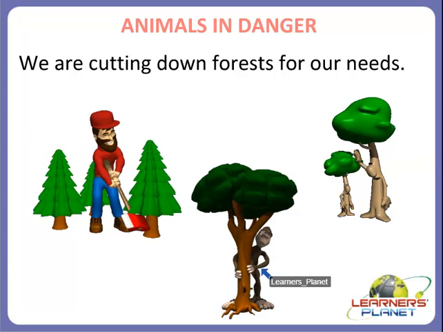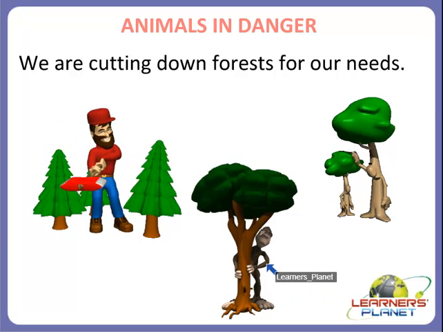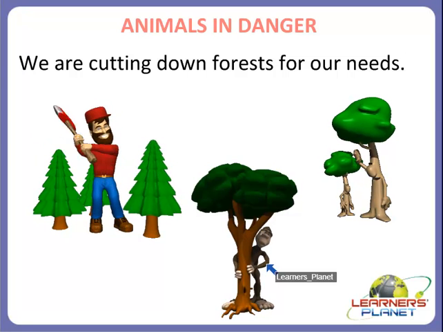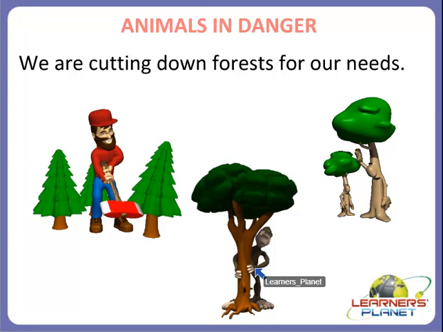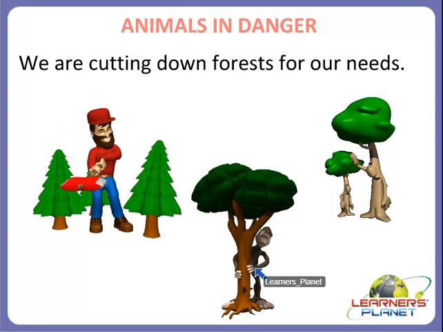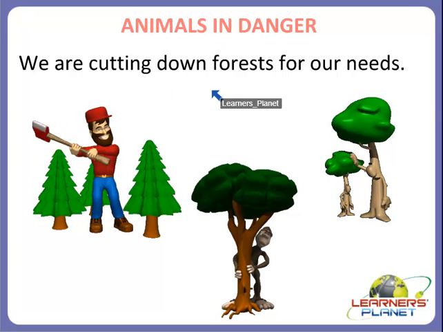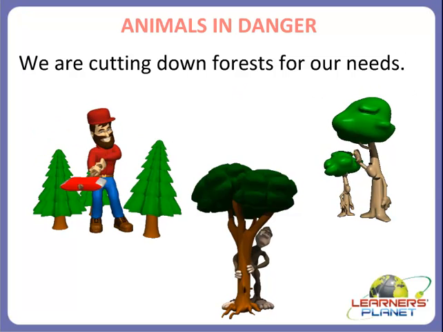As you can see in this picture, this animal is very afraid. Why? Because someone will now come and cut down the tree, right? So they will take away the home and the food of such animals. So this is very bad for us and also for the animals, right? So we can say that many animals are in danger of dying out because of these kinds of things, that is, cutting down of forests for our own needs.